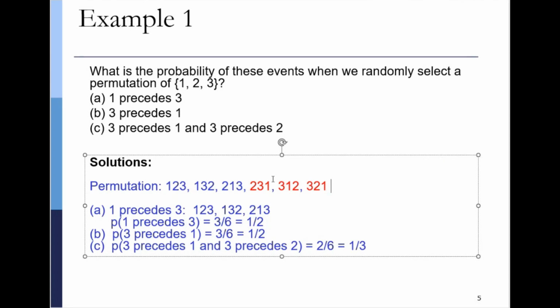So in these permutations, only 3 times is 1 before 3, which are 1, 2, 3; 1, 3, 2; and 2, 1, 3. So the total number of all possible permutations is 6, right? But out of these 6, only 3 satisfy the event where 1 precedes 3. So the probability is we take how many are correct, which is 3, divided by the total, 6. 3 divided by 6 is 1 over 2. So the probability where 1 precedes 3 is 1 over 2.